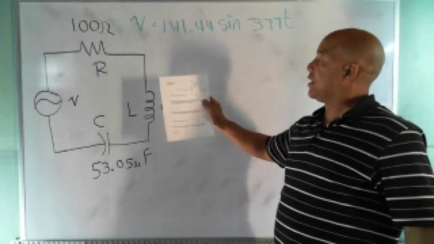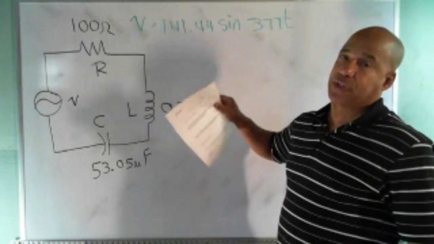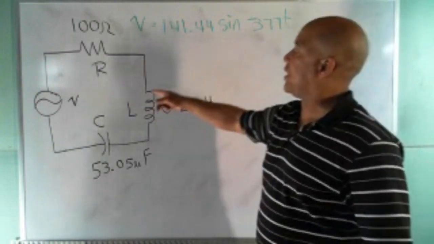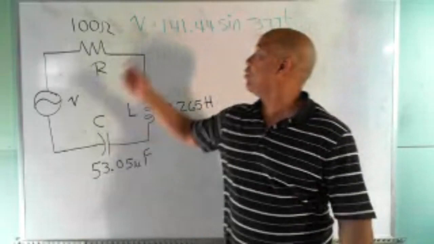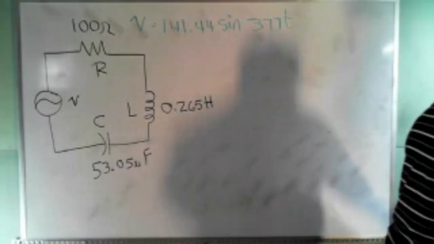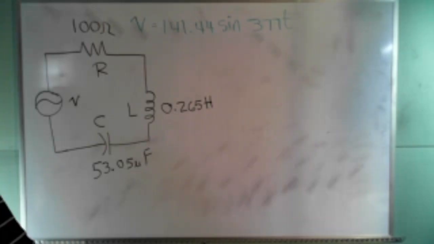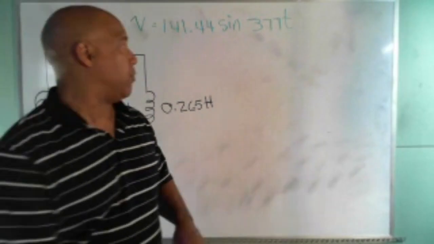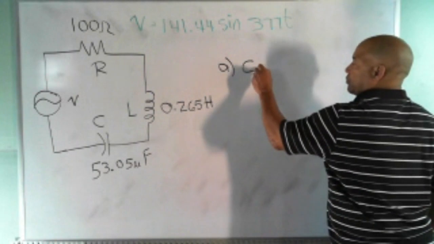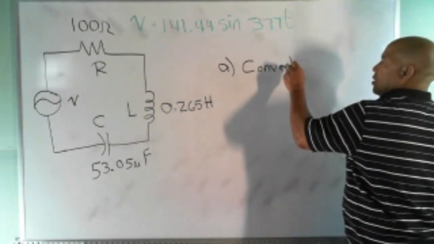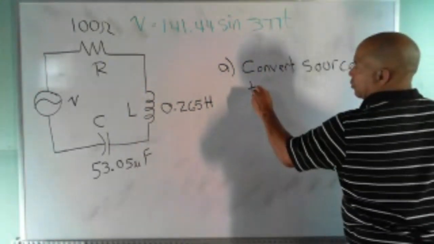The very first thing it says is: convert all power sources to phasor form. Right now, they gave us this in the time domain, and we want the phasor domain. So your first task is to convert this to a phasor. Go ahead and do that, and then we'll do it together. Write it on the board, because all of them are done the same way. The first step says convert sources, either voltage sources or current sources, to the phasor domain.